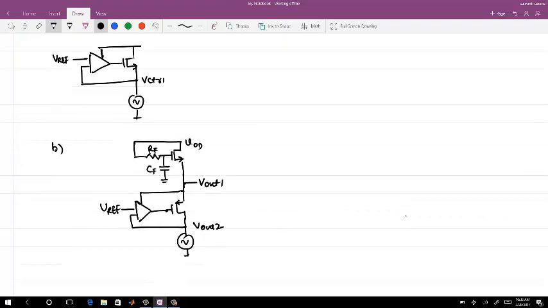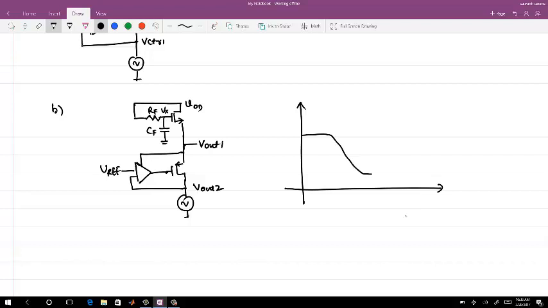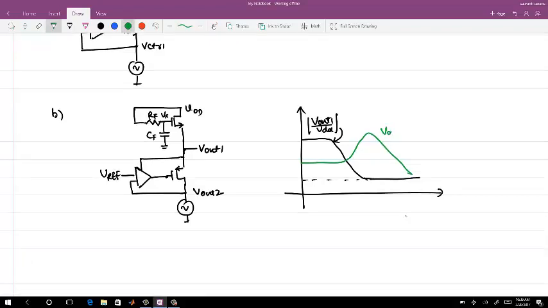So what did I do? Same node as... so I have something here. This one is V out 1 by VDD. And V out 2 by VDD is something like this. Sorry, this is V out 2 by V out 1.